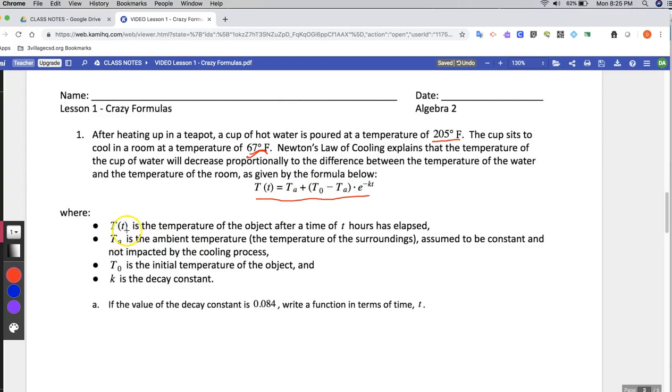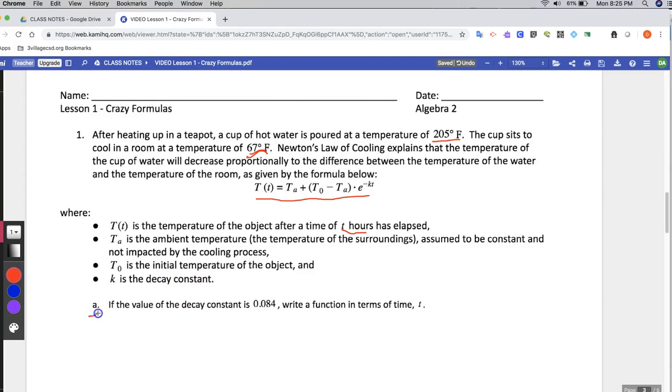So T of t is the temperature of our object at a time t hours has elapsed. T sub A is the ambient temperature, which is another word for saying the temperature of the surroundings or the room temperature. And this is assumed to be constant and not impacted by the cooling process. T sub 0 is the initial temperature of the object, and k is the decay constant.